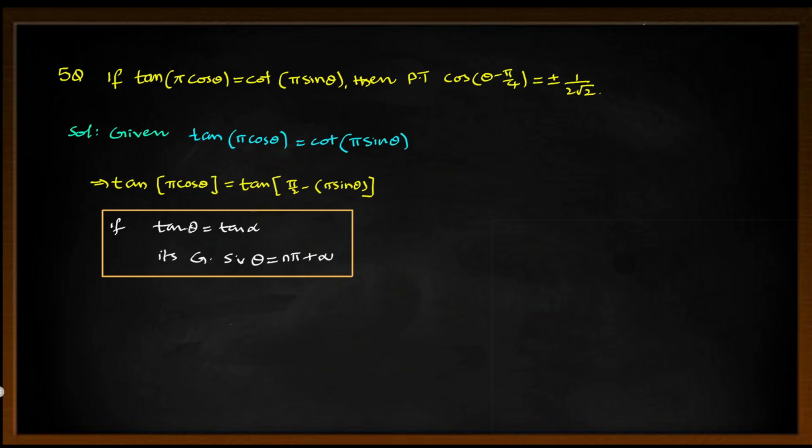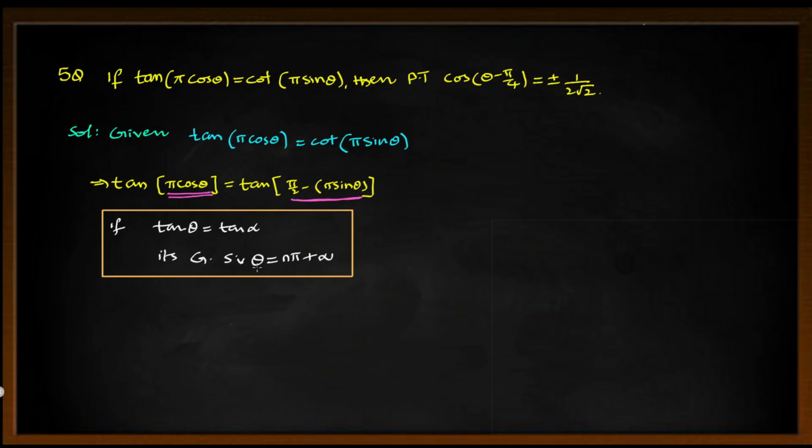This is in the form of tan θ equals tan α, but tan is not there, cot is there. First we have to convert the ratio cot in terms of tan. So tan(π cos θ), this cot I am writing as tan(π/2 − π sin θ), since the formula of cot θ is tan(90 − θ). So this is in the form of tan θ equals tan α. Here θ means π cos θ and α means π/2 − π sin θ.